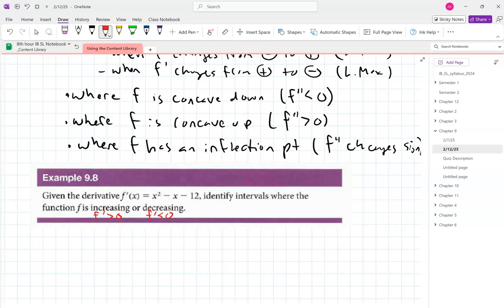So the only places where a derivative can change sign is when it's equal to 0, or, what's the other or? When else could we change from positive to negative? Where it's undefined, right? Like if you think about an asymptote, you could have something that's positive and then jumps.